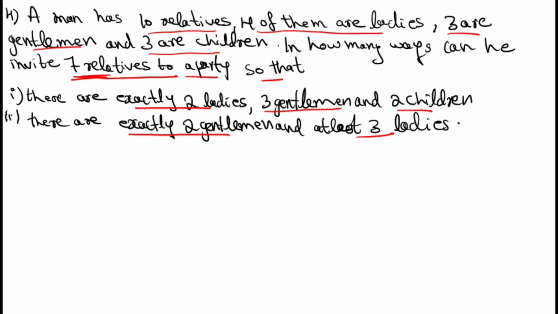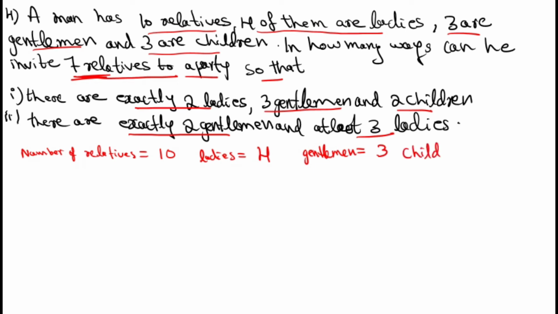Okay. So first write the given data. Number of relatives is equal to 10 relatives are there. Out of 10 relatives, ladies is equal to 4, gentlemen is equal to 3, and children is equal to 3 children are there. Okay, what's the required number? Required number is equal to, see, only 7. You need to invite only 7 relatives.